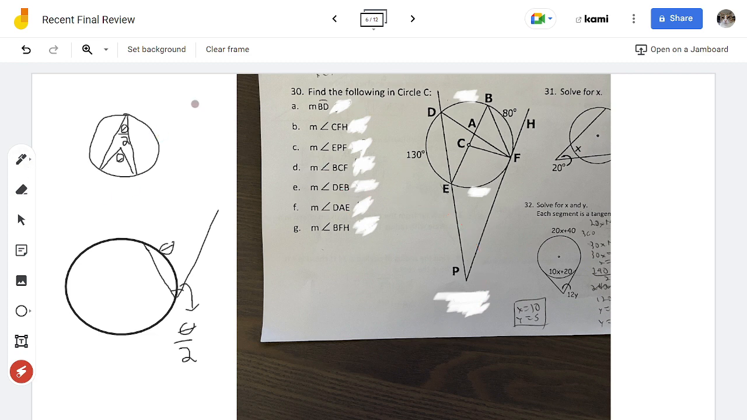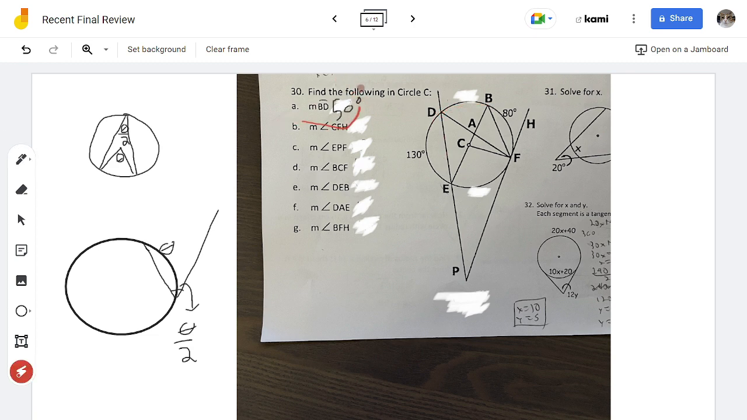But 2 things you need to know right here. An inscribed angle will be half of the central angle's measurement. So for example, let's take this first problem here, 30A. Measurement of arc BD, this one right here. So we know B is a diameter, right? Because the center is at point C. And we already know this part is 130, so we already know BD is going to be 50.